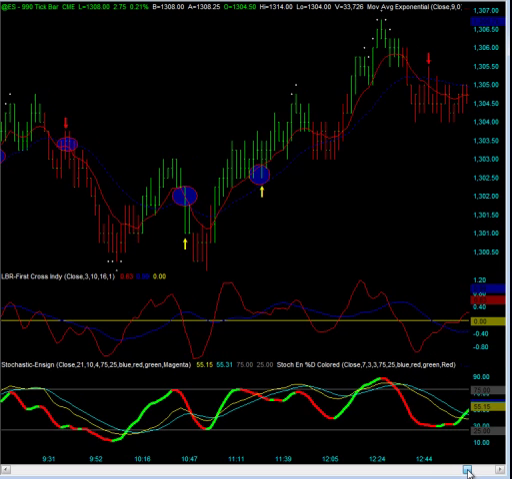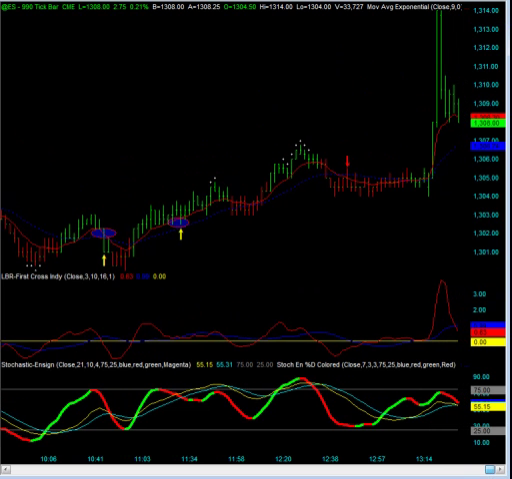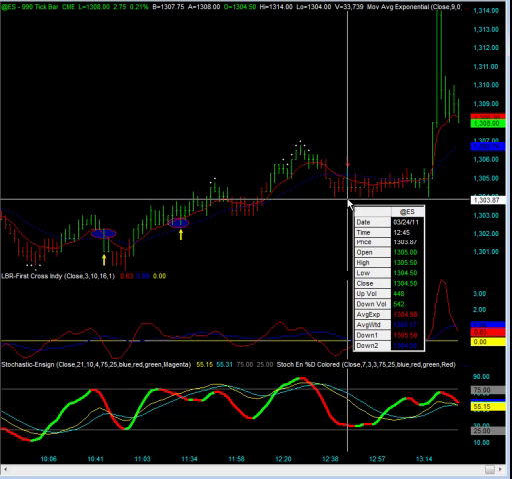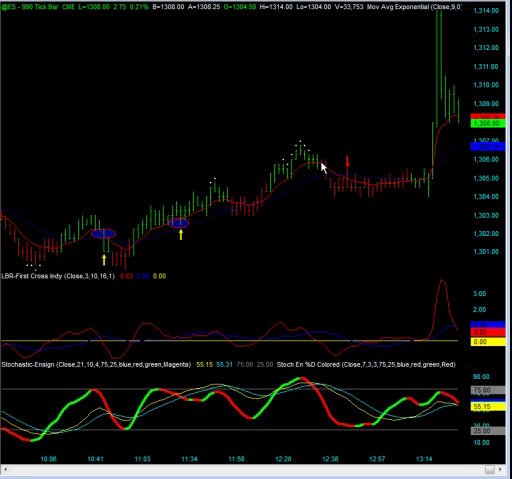Then it kind of chops around for a little bit. There's not too much, and it kind of takes us into the end of the day. There is, at about 12:45 my time, an IT cross sell opportunity right here, if you want to be aggressive and try to get one last trade in. But again, at the end of the day, I'm not looking that hard to get into new trades.